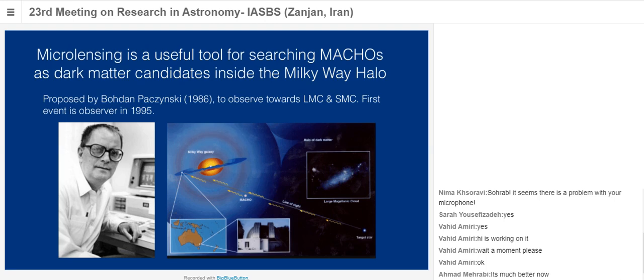So historically, Paczynski in 1986 proposed using gravitational microlensing as an astrophysical tool to monitor the stars in the large and small Magellanic clouds and then count the microlensing events. From the number of the events, we can conclude what fraction of the halo is made of these compact objects. At that time, that was one of the candidates for the dark matter, which is called the MACHOs.